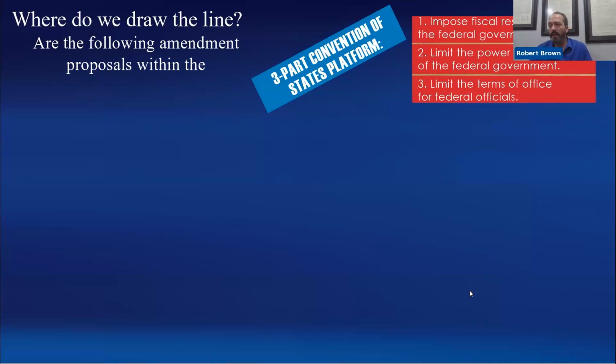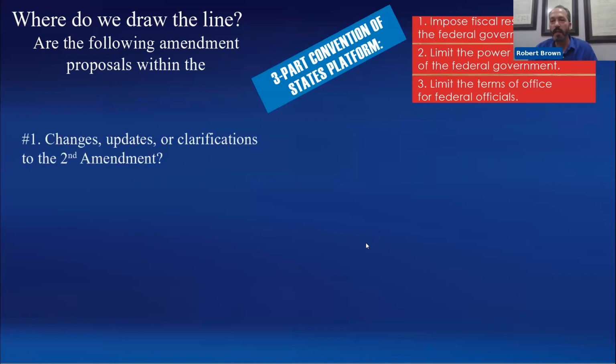So I want to ask you, and Tom, I'm going to let you speak for everyone. You can throw it in the chat as well if you want to. I'm going to propose four different amendments to see how well we can draw the line between what is authorized and what is not authorized by this more vague Convention of States application. The first one, which Governor Newsom of California would like, is changes, updates, or clarifications to the Second Amendment. Do you think that would fit within the convention subject matter for a Convention of States?